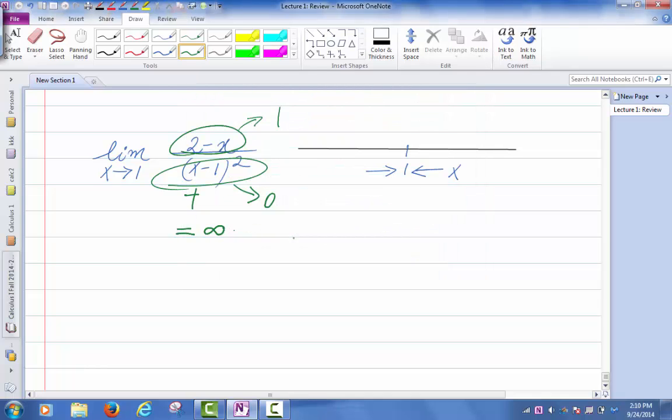Think about this: it is almost the same case as just 1 over x squared, right? What happens with 1 over x squared at 0? It goes to infinity. The function blows up to infinity at 0. Okay. Any questions on that?